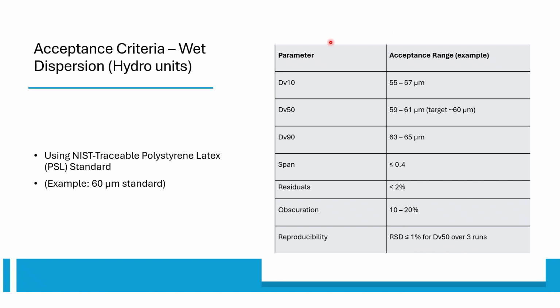So these are the parameters, and against these parameters there is an acceptance criteria. Again, this will depend upon the certificate. So based on that certificate, your results should be judged, right?